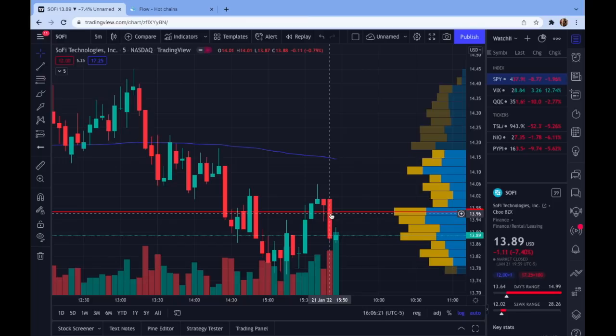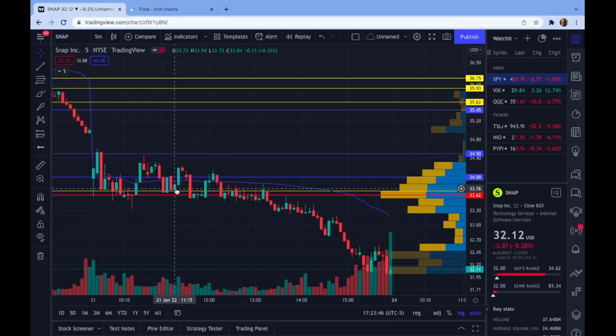But basically, the reason the inside bars work is because one side is trapped, and then we wait on the break either up or down. Down we play puts, up we play calls, and that's basically just because one side's trapped, so then they have to cover, and then it ends up leading to a pretty explosive move in one direction.